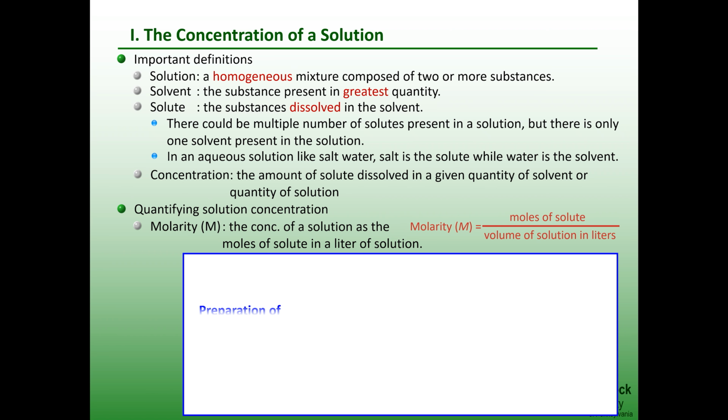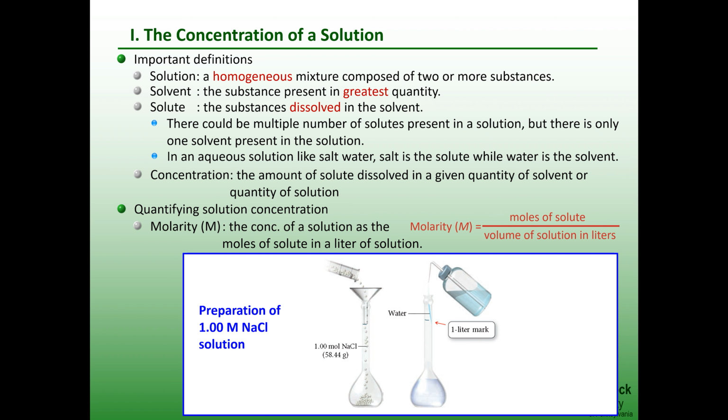This illustration shows how to prepare a 1.00 molar sodium chloride solution. To do this, we start with 1.00 mole of NaCl, which has a mass of 58.44 grams. We place that into a volumetric flask, add some water to dissolve it, and then carefully add more water until the total solution volume reaches exactly 1 liter. At that point, we have a 1.00 molar NaCl solution.